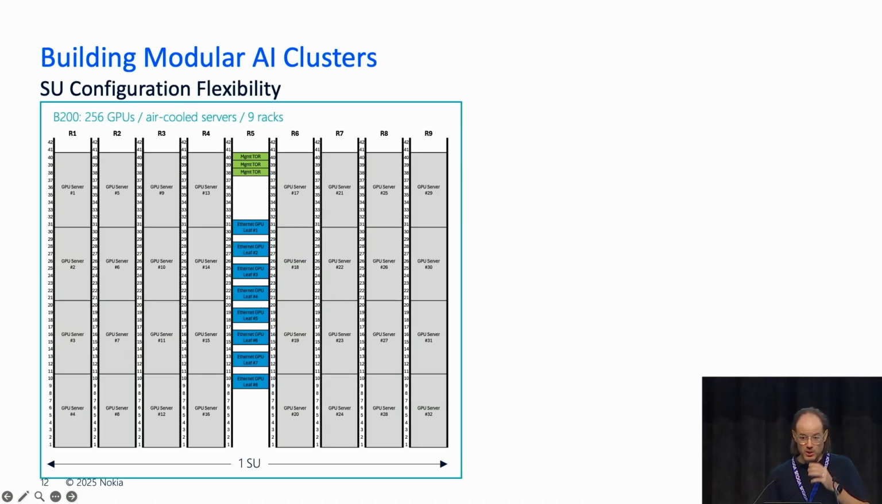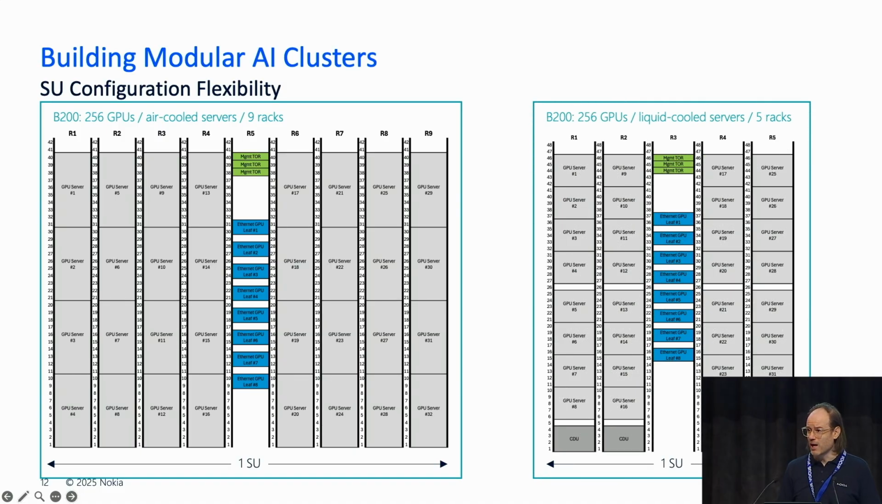Now, a couple of comments on an SU. This can vary from GPU to GPU, server to server, operator to operator. I want to give a few examples. In this particular case, we've got an SU with 256 B200 GPUs. The servers are air-cooled, and we've got 1 rack of networking. Overall this SU is consuming 9 racks. However, I could also have an SU that is also 256 B200 GPUs, but using liquid-cooled GPUs, and in aggregate this is only consuming 5 racks.